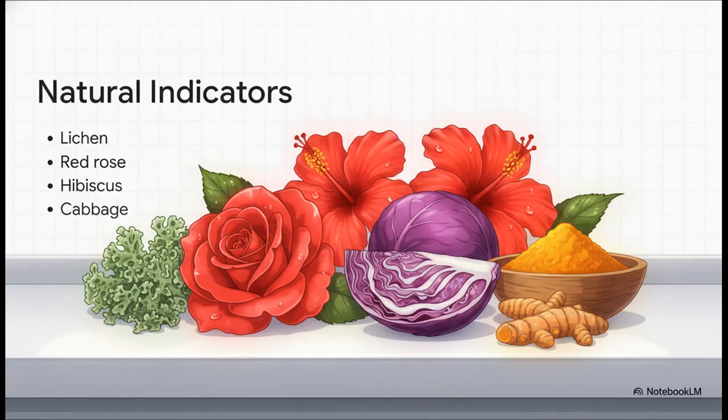Now, what's super cool here is that we don't always need fancy manufactured chemicals to pull this off. For your exams, remember that nature gives us some brilliant natural indicators. You've got to remember these specific ones: lichen, red rose, red hibiscus, purple cabbage, and even the turmeric straight from your kitchen. Any of those can act as our chemical detectives.